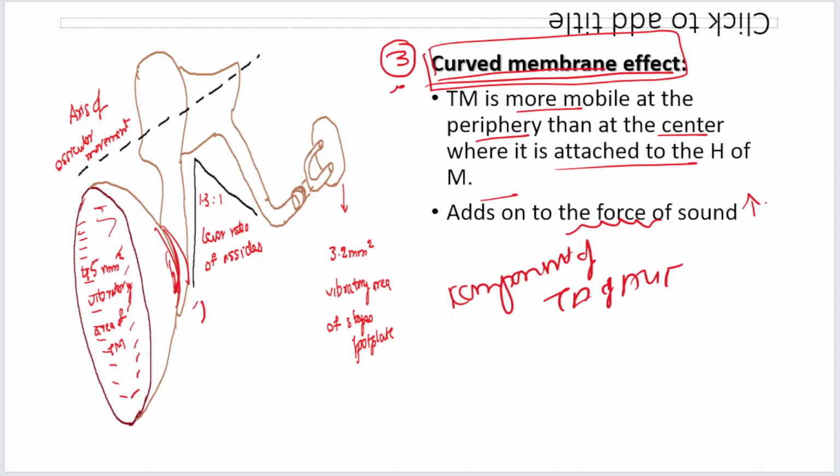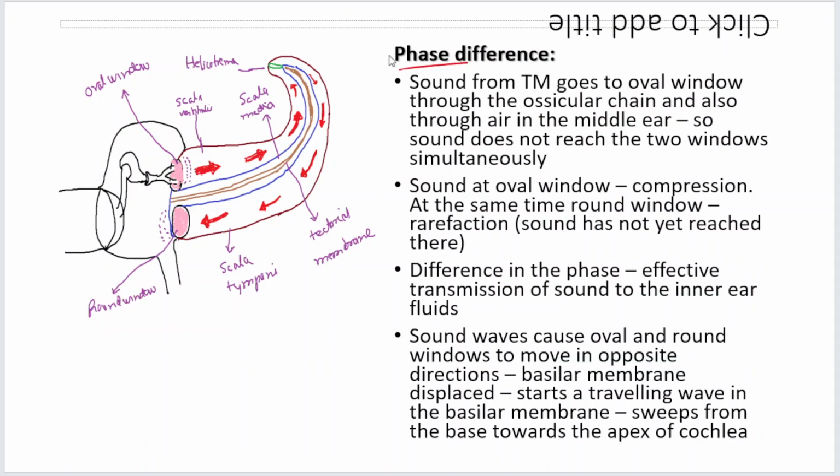Okay, then coming to phase difference. What do you mean by phase difference? When the sound from the air reaches the tympanic membrane, it passes through the ossicles to the oval window. At the same time, it is passing through the air to the round window. But because you have the ossicles, the transmission of the sound here is faster and obviously at a more intensity than at the round window region, because of which the oval window and round window never vibrate together.